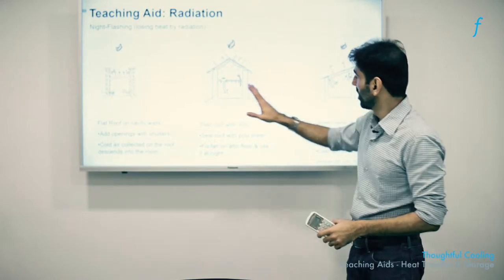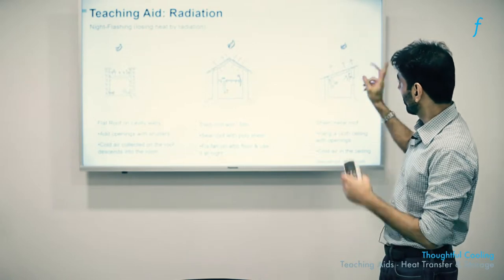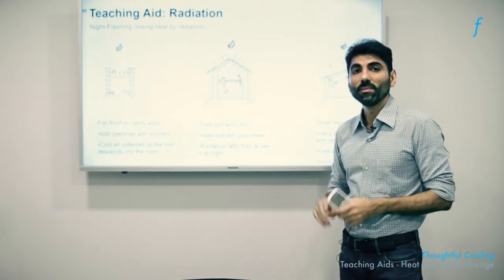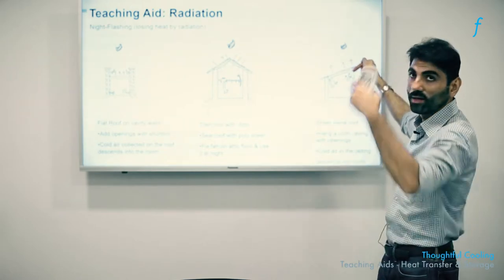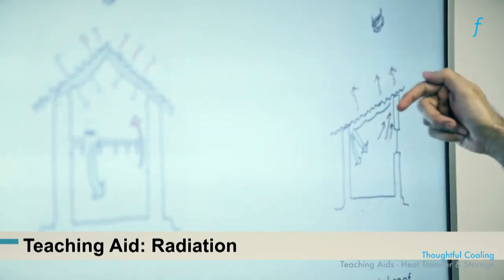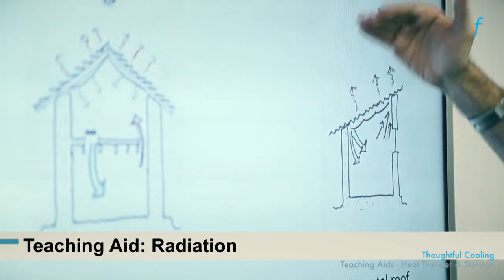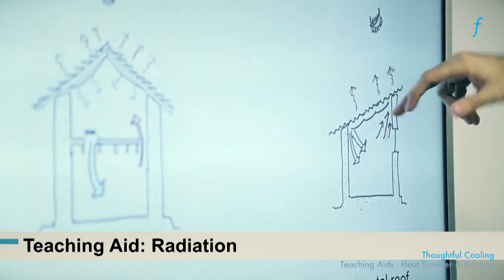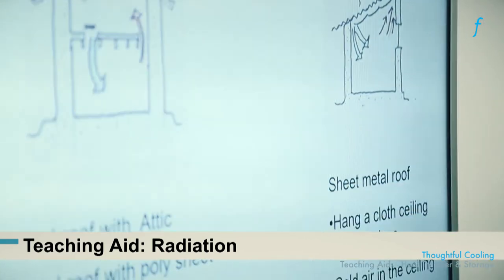Similarly, if you don't have an attic, what you can do is create almost a mini attic by having a cloth that is hung from the tin roof, in this case, and this becomes a pocket of cool air, which is constantly radiating heat through this tin surface into the night sky, and this cool air is then used inside the building.